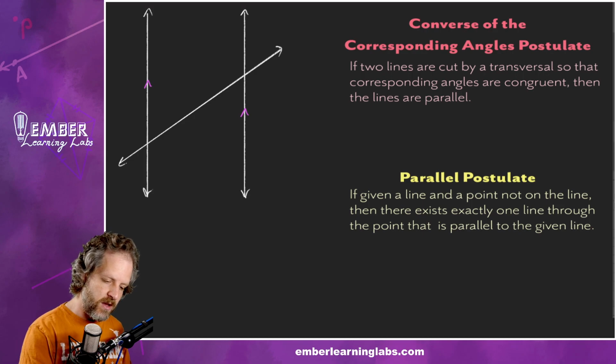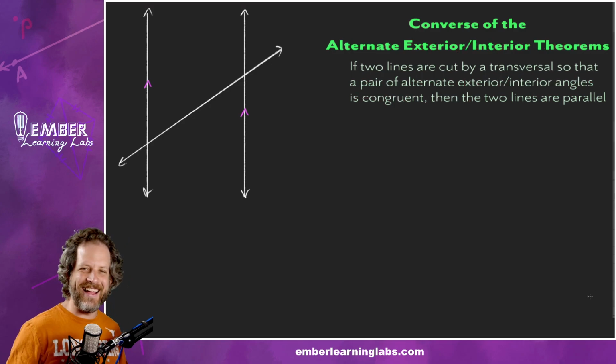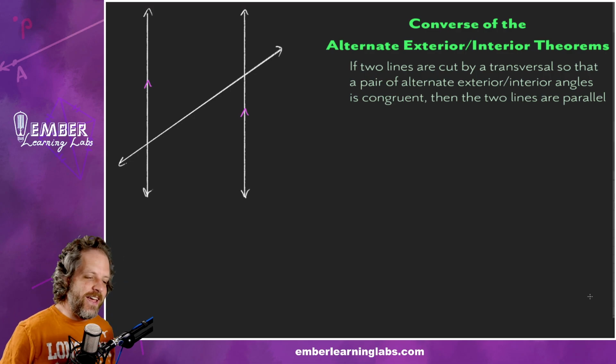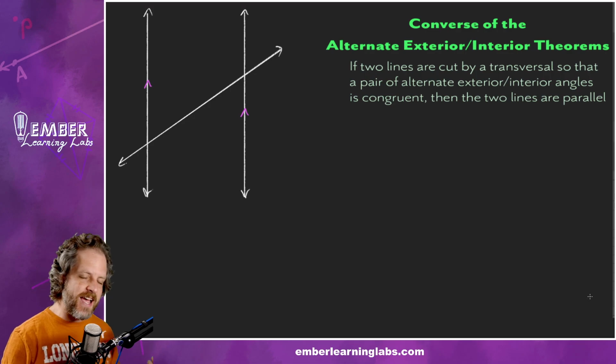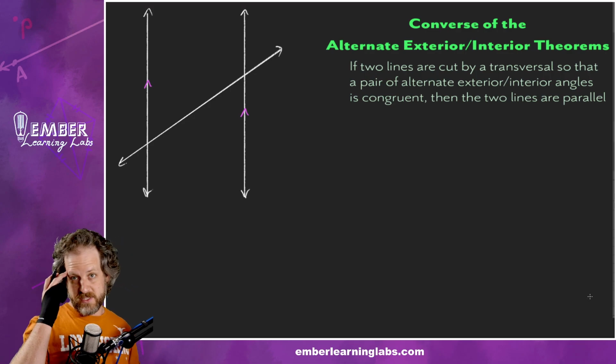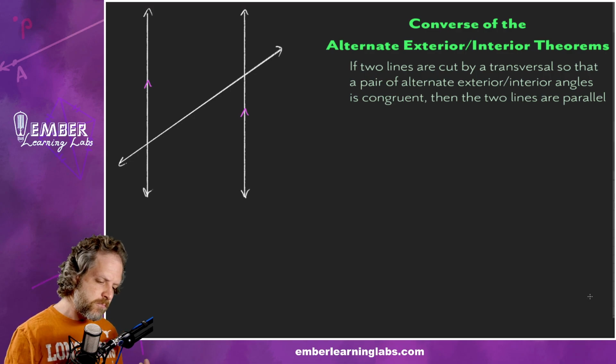Okay, there we go. The converse of the alternate exterior and alternate interior angle theorems is the same idea, except we're talking about theorems this time. So these could be proven. You could be assigned a problem where you had to prove one of these.